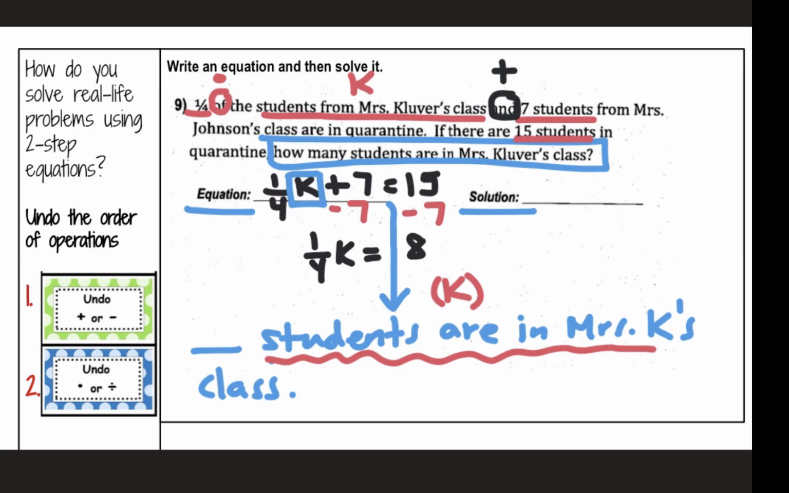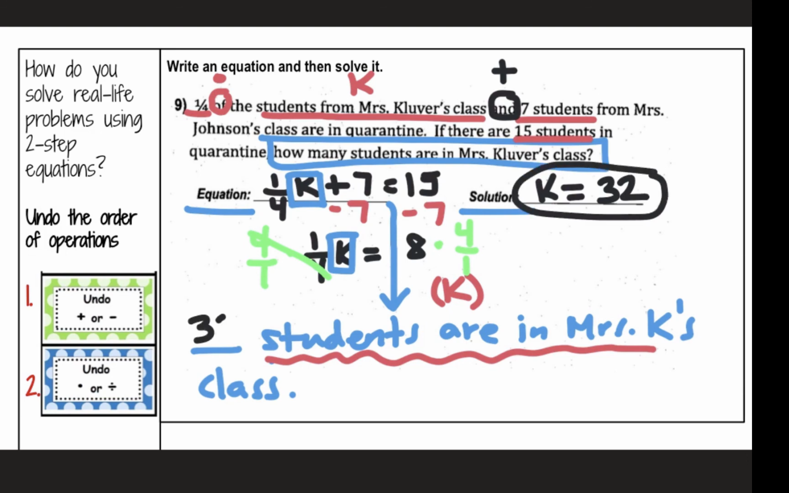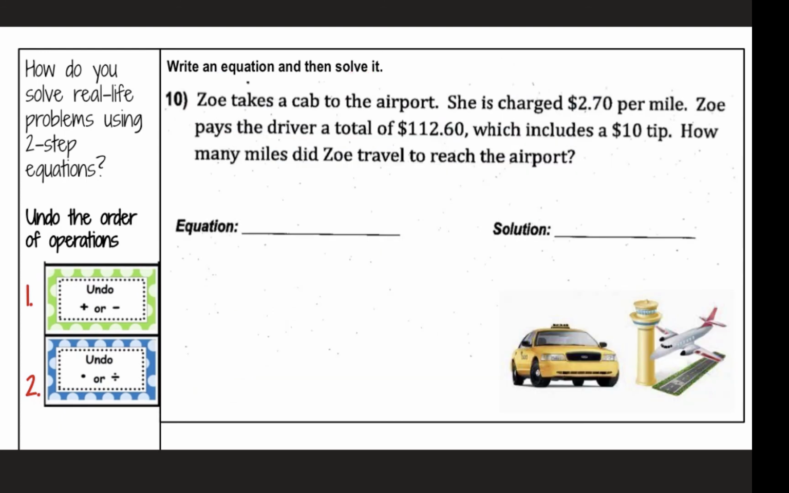Now it's time to send our BFFs home. We're going to multiply by the reciprocal instead of dividing because that's what we would end up doing anyway. So we're going to multiply by 4/1, 4/1. And this gives us 1K, which we can just write as K, equals, if I look right here, it's just going to end up being 8 times 4, which is 32. So 32 students are in Mrs. Kluver's class.